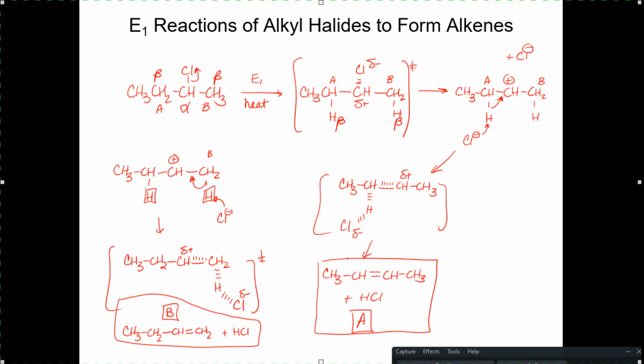Okay? So we'll talk in a moment about writing the product without the mechanism. In writing the product without the mechanism, you identify the alpha carbon, and then you identify each one of the beta carbons. Okay? So this is the mechanism for E1. Why is this E1? Why is this unimolecular? Because the rate determining step of this reaction is the formation of the carbocation. That is the rate determining step. And so it's just like SN1.